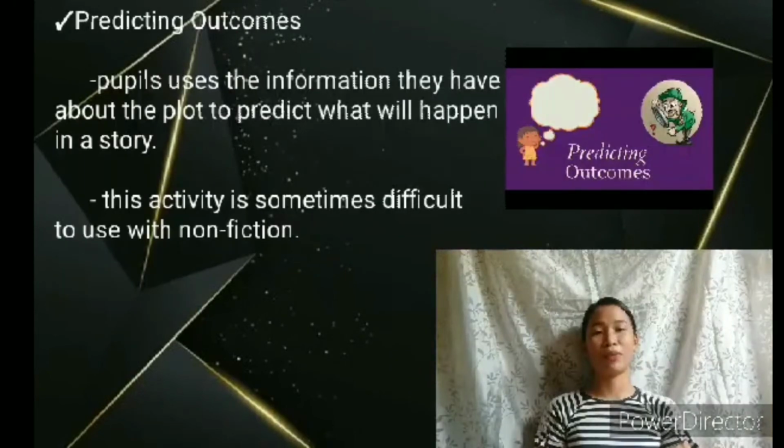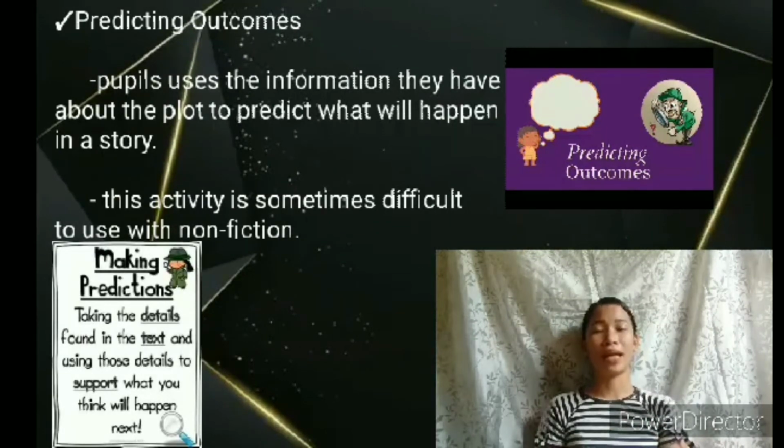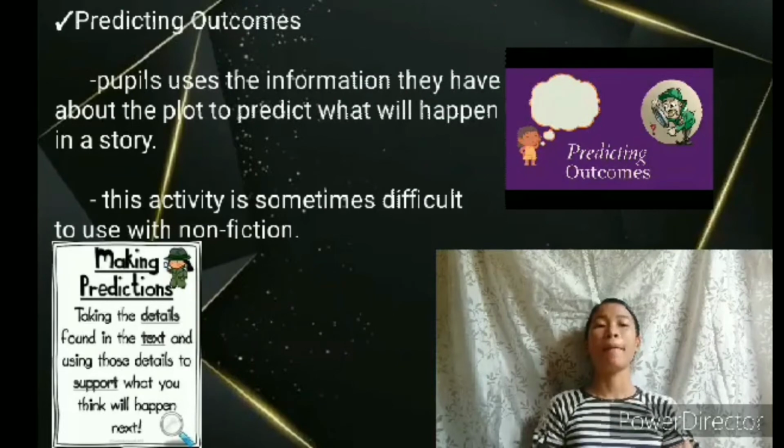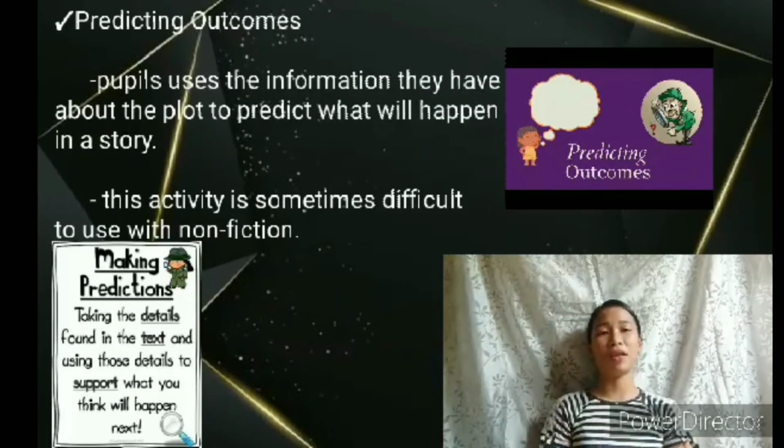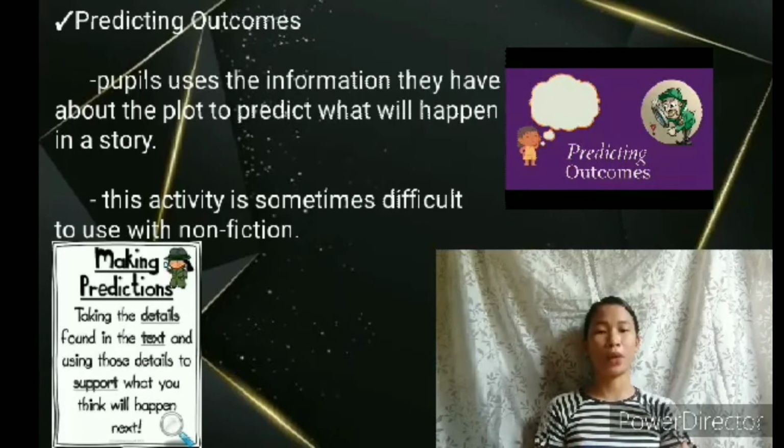So we have predicting outcomes. Pupils use the information they know about the plot to predict what will happen next in the story. This activity is sometimes difficult to use with non-fiction stories. Making predictions is also a valuable strategy to improve reading comprehension.